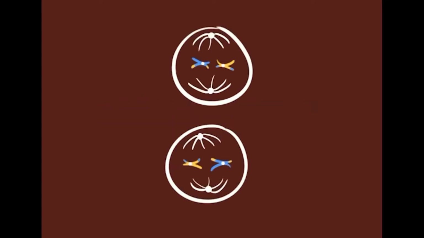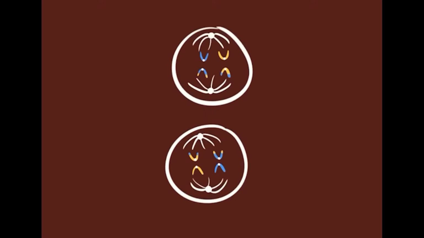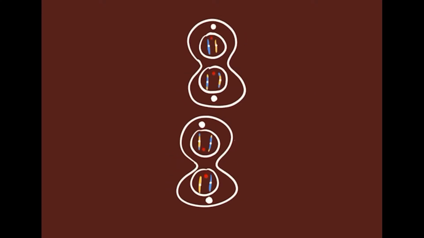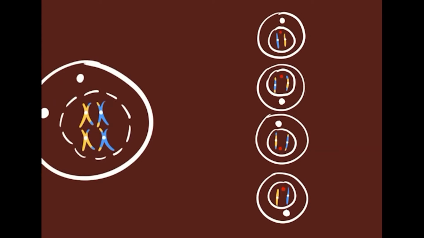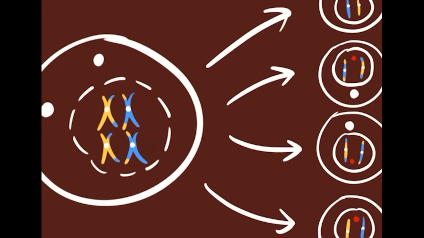Here, the centromeres of the chromosomes will divide and individual sister chromatids are pulled towards the opposite poles of the cell. After that, telophase 2 occurs. Here, the nuclear membrane reforms around each group of sister chromatids. Then cytokinesis occurs, which will divide the cell into two completely separate cells. And so meiosis is complete. We went from a diploid cell into 4 haploid cells that are all genetically unique.